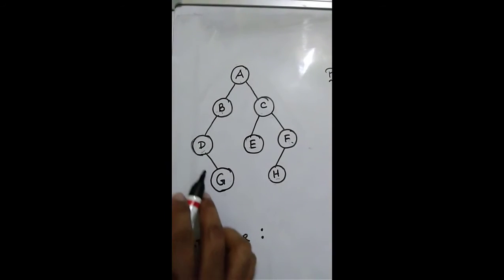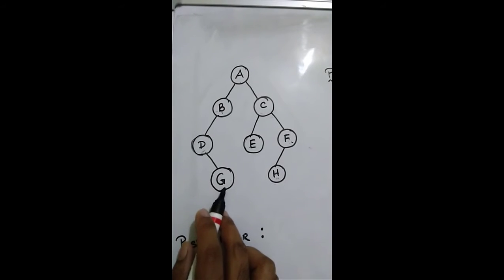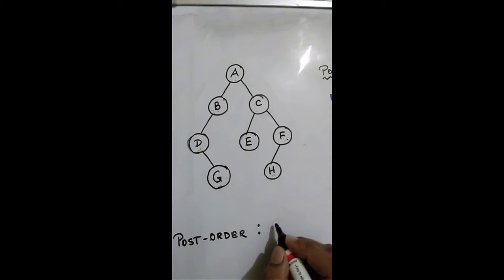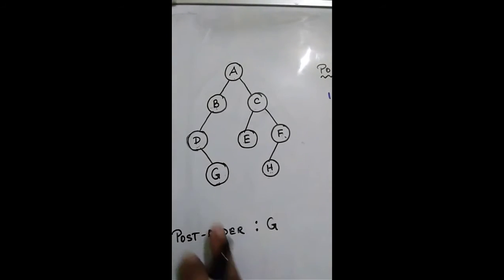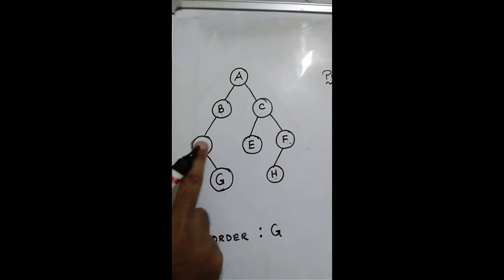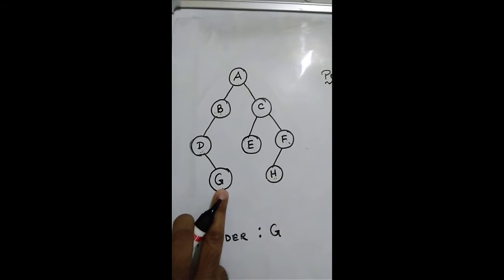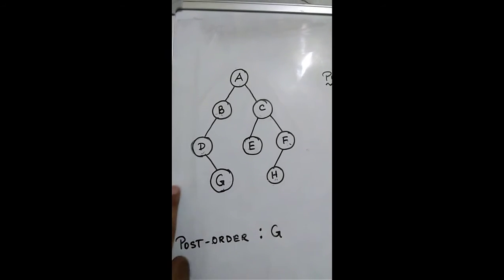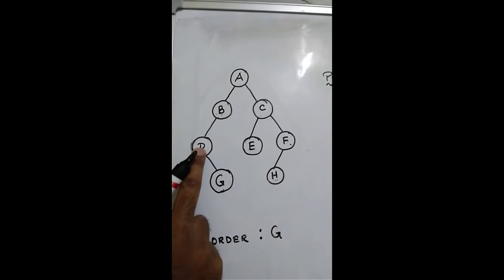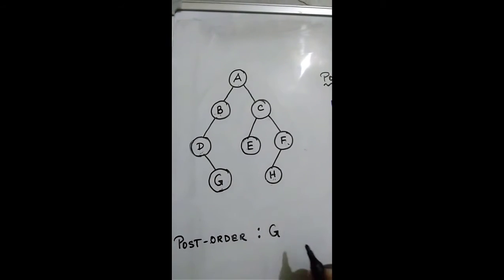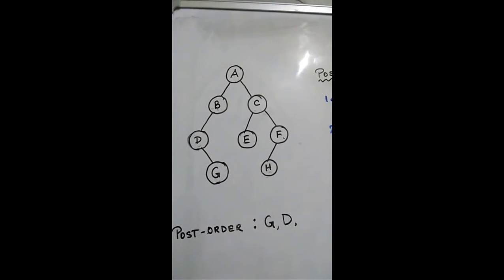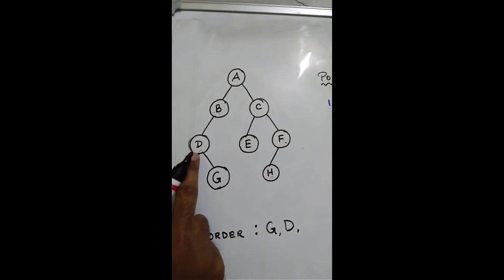In the right subtree we have only one node, that is G. So we will visit and print the node G. Now in this subtree the right node is visited. There exists no left node, the right node is visited. Now finally we will visit the root of this subtree. So after G, D will get visited and printed. We have finished visiting this part.